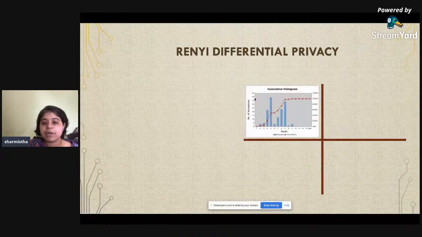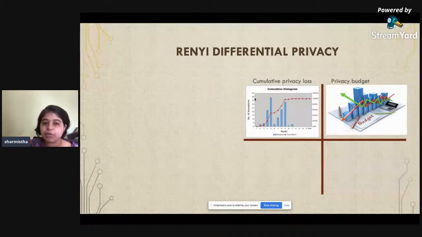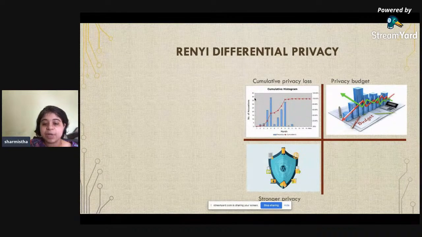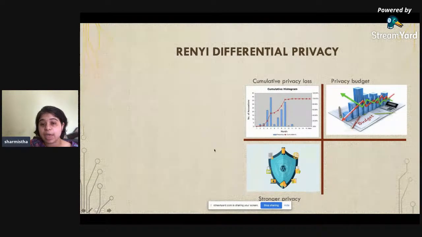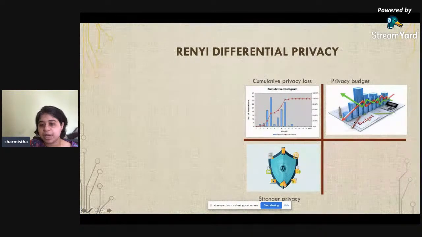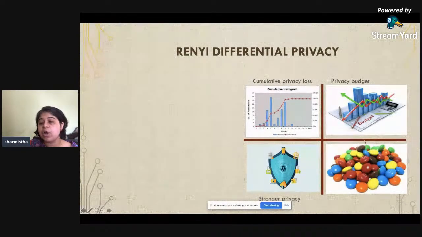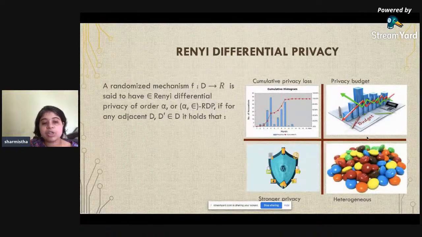TensorFlow differential privacy uses a library called Renyi differential privacy. What is that? It is built on top of what we have defined. It has cumulative privacy loss computation. Every time a query is made, the library gets invoked and computes the privacy loss incrementally. So it's a cumulative computation of the privacy loss and the privacy budget. Of course, the goal is to minimize the privacy budget, and it adds stronger privacy handling over a lot of heterogeneous data sets. That's the usual definition of Renyi differential privacy. There is a paper on it, and I've put it in the links so you can see.